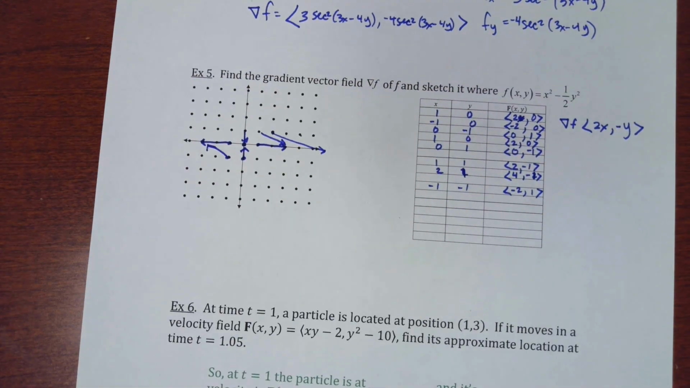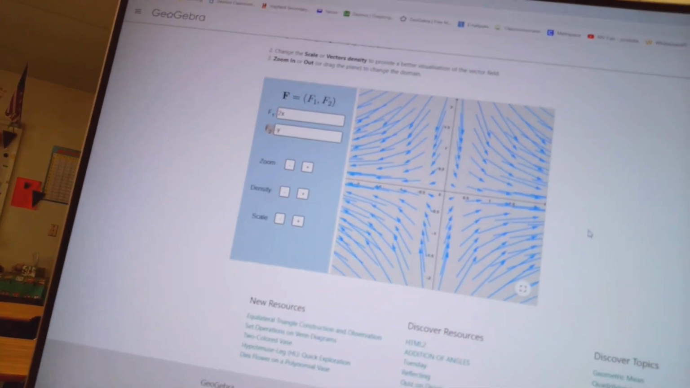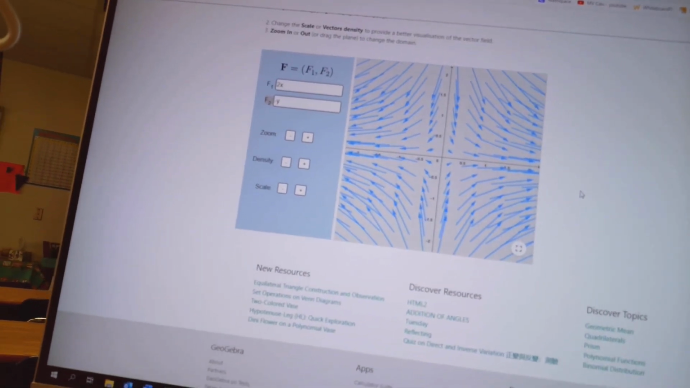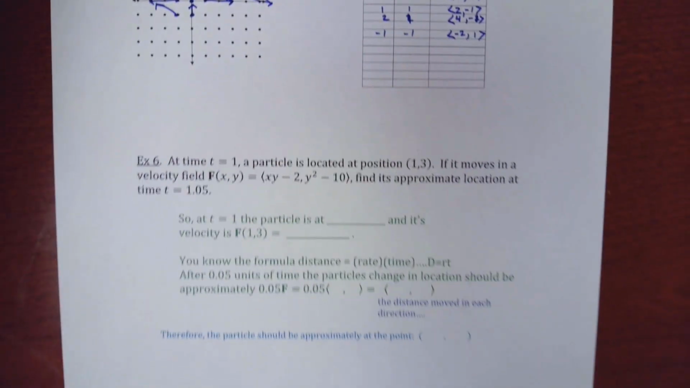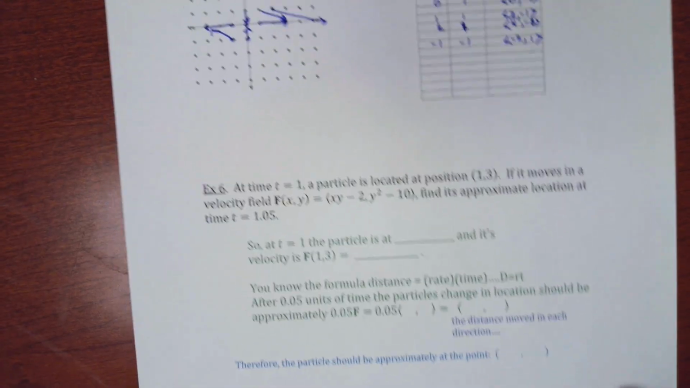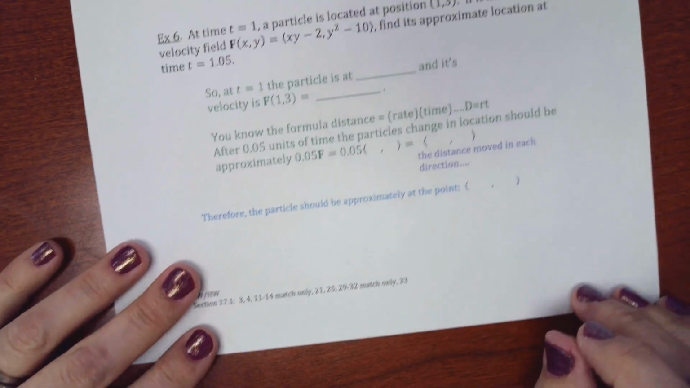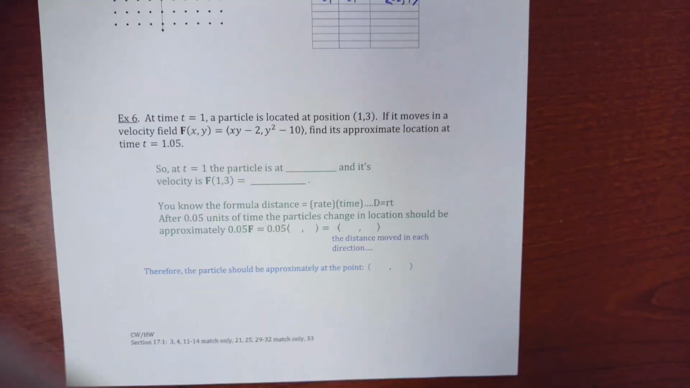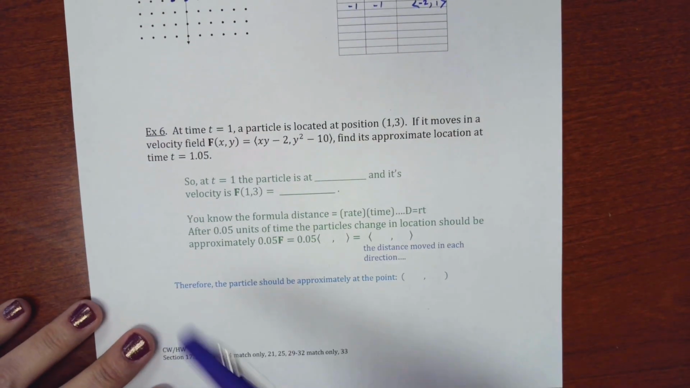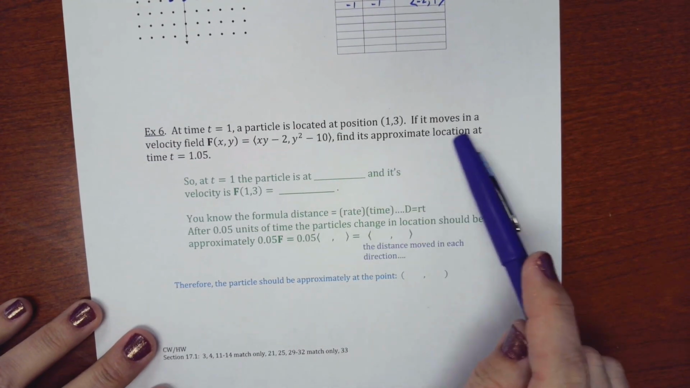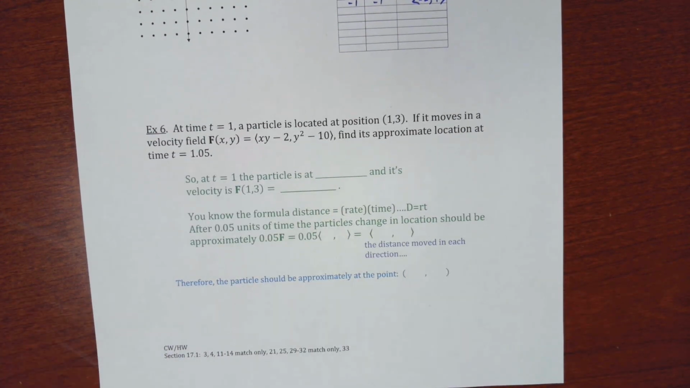All right, so if I do that here, my vector field, 2x and then negative y, this is what it ends up looking like. Like I said, we saw the beginnings of that here. All right, so the last little bit here is this example: at time t equals 1, a particle is located at the position 1, 3. If it moves in this velocity field, find its approximate location at time equals 1.05.